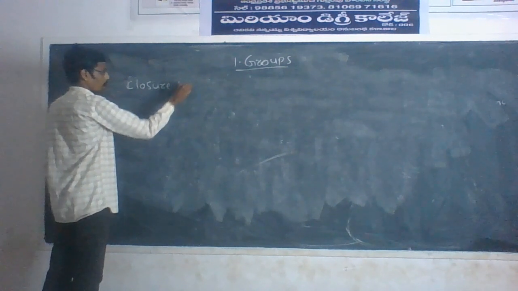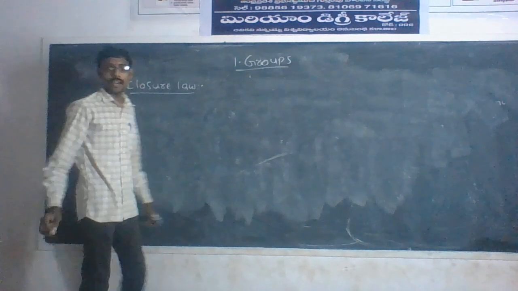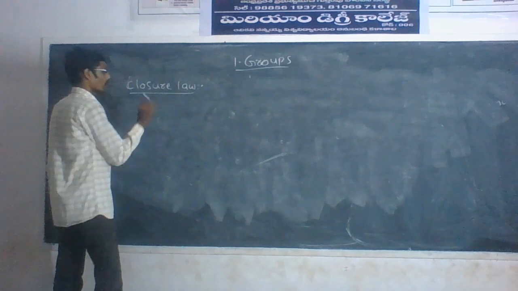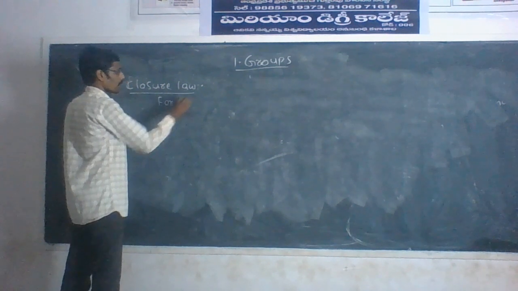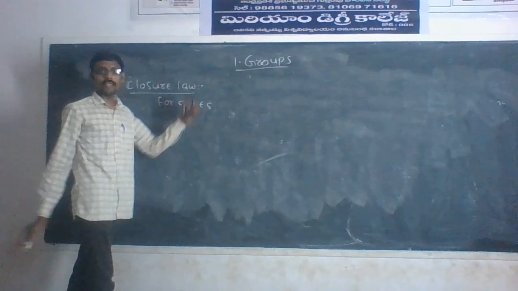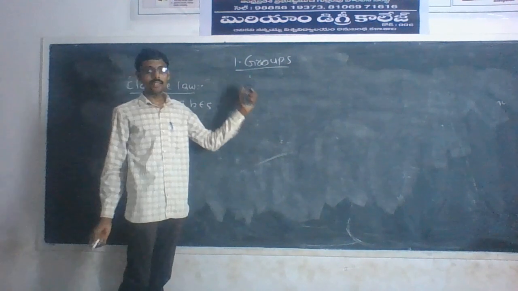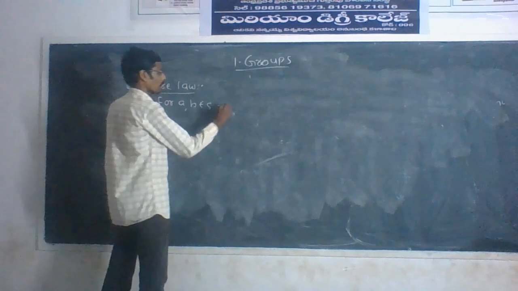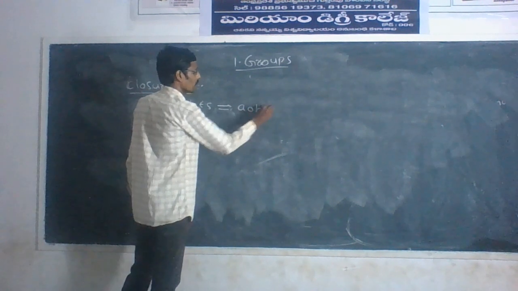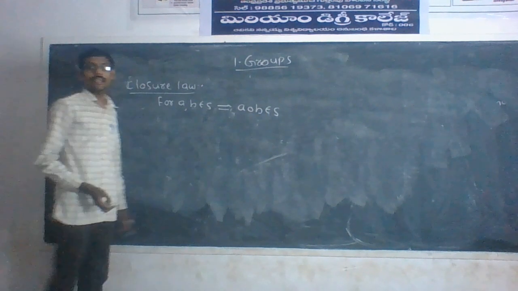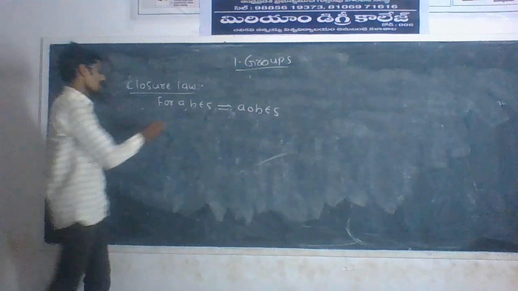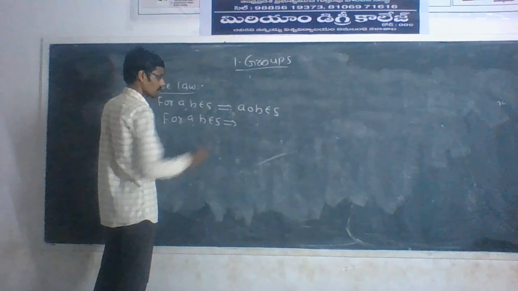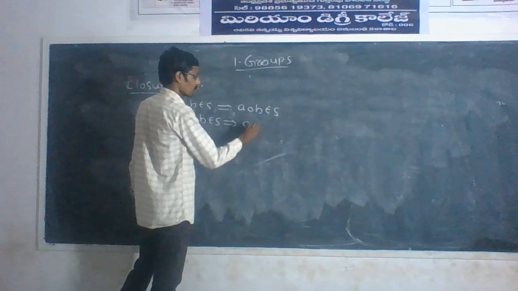Closure law or closure property. S is a non-empty set, which means it has at least one element. Circle is a binary operation in S. For a, b belonging to S, a circle b belongs to S. In additive notation, a plus b belongs to S.